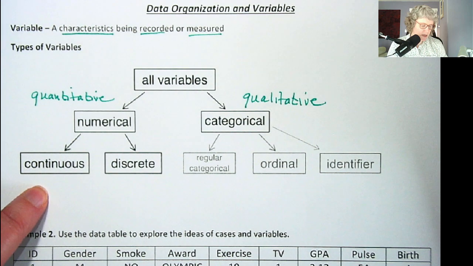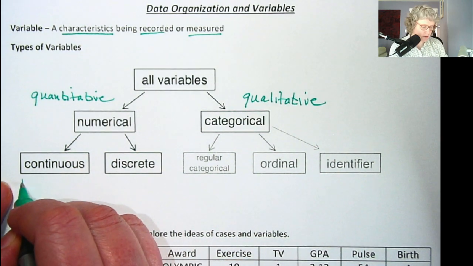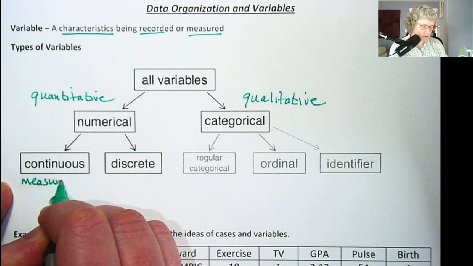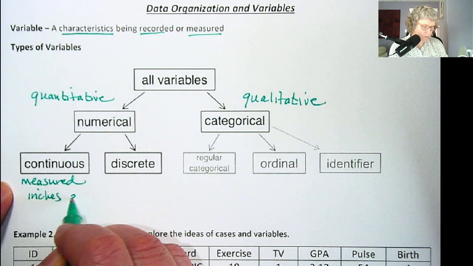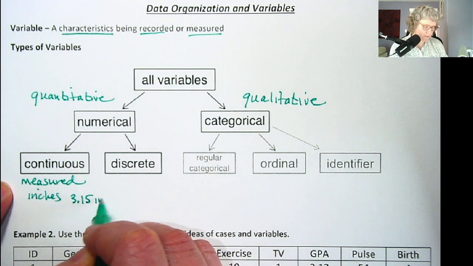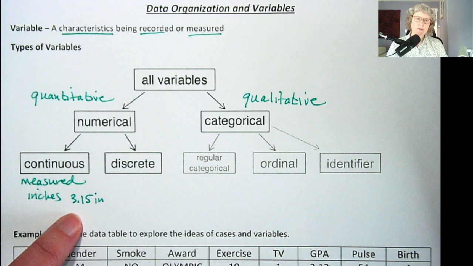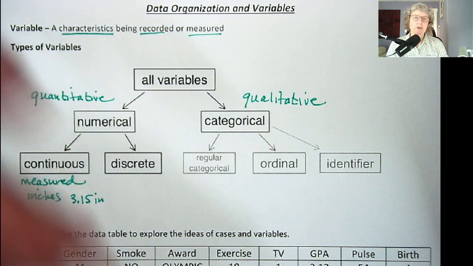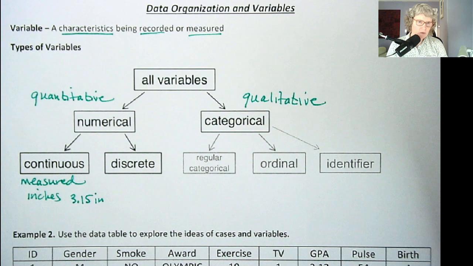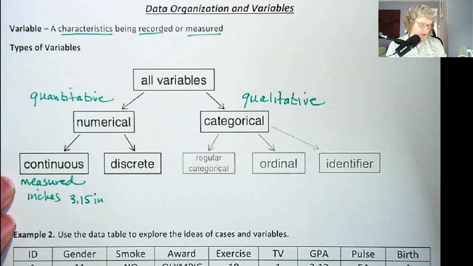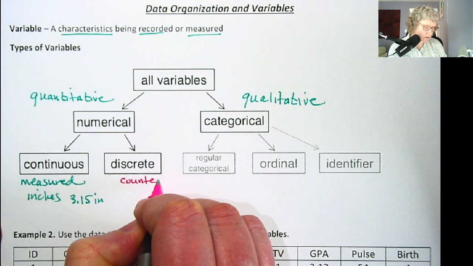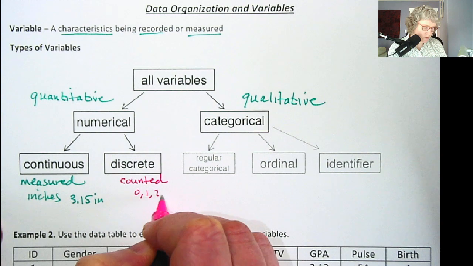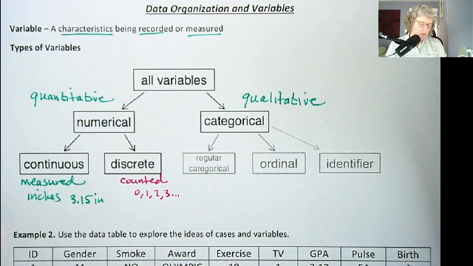So continuous is usually something that is measured. So let's say inches. Maybe we have 3.15 inches. Okay, so we can have decimals. Continuous really means any number on a number line can be used. So usually these are measured. Versus discrete things are counted. 0, 1, 2, 3. Okay, we'll get to some examples of these in a moment.